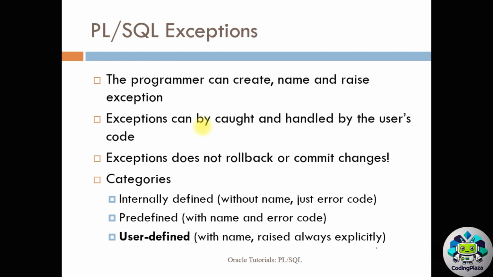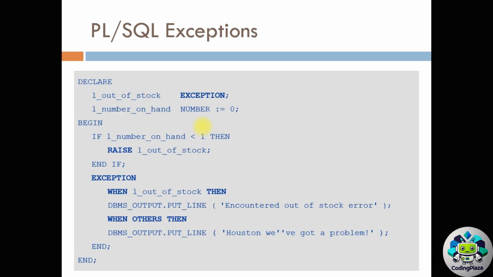See here, PLSQL exception. This is the sample code. See, declare l_out_of_stock. It is like Flipkart: if you are ordering something, it can suddenly become out of stock at sale time. So how do we handle that exception? Out of stock: I have written one custom exception, which is user defined. Then what I did: if number on hand is less than 1, meaning it is 0, then raise l_out_of_stock. Then it will come to the exception block at the end. When out of stock, then print 'Encountered out of stock error'. Then it will be shown to the customer that it is out of stock.